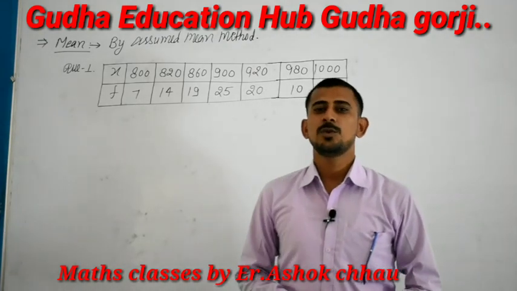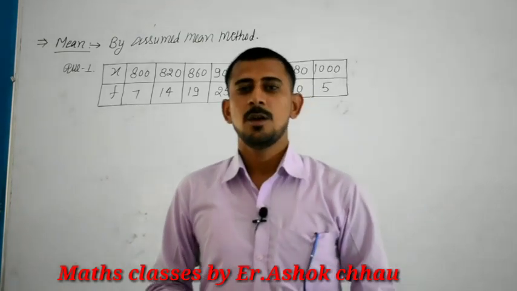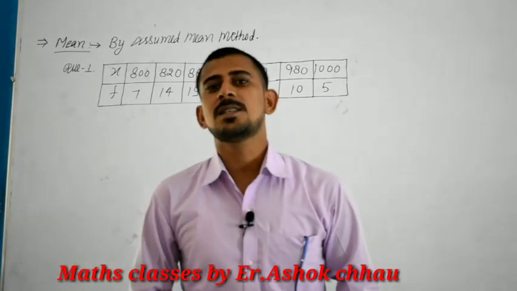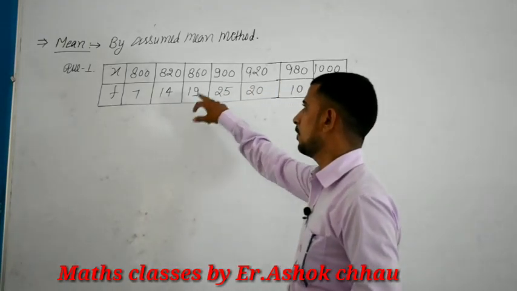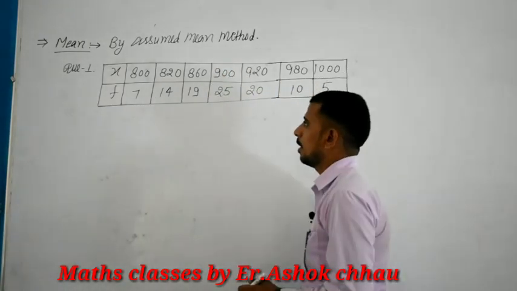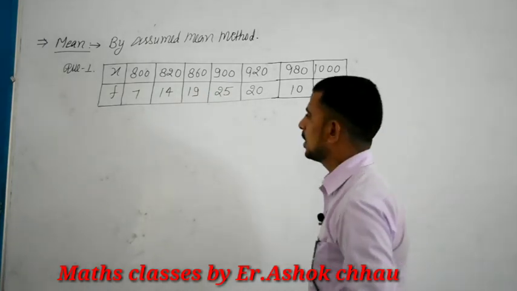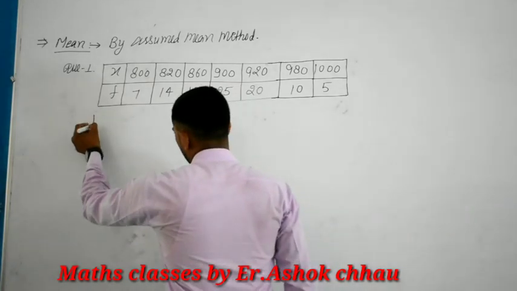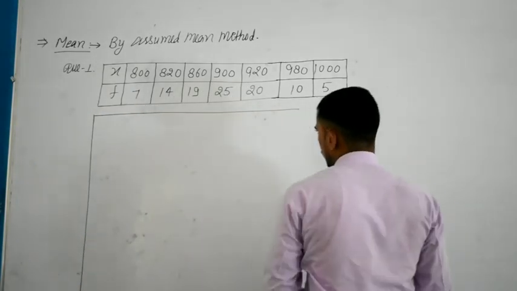Now, today we are going to discuss the assumed mean method to find the mean when class marks x and frequency f are given. This is the first type of assumed mean method. When class marks x and frequency f are given, first make a frequency distribution table.